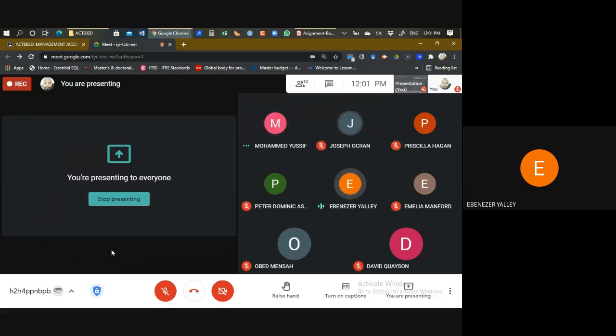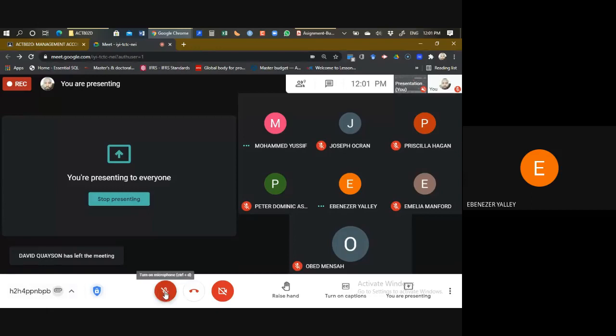The only difference was that from the questionnaire, material cost is 2 kg per unit at 2.4 Ghana cedis. So meaning that in every unit produced, they use 2 kg. Okay, let me check if I did it. I will unmute you. Okay.